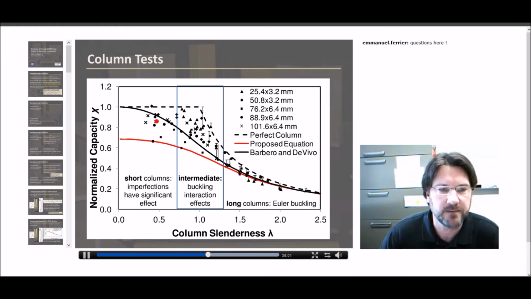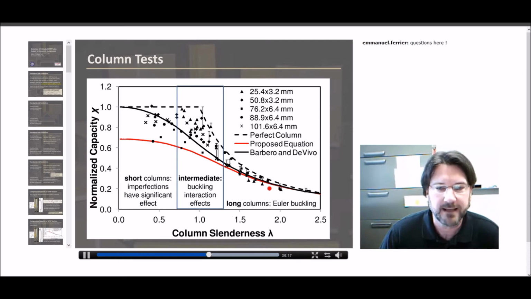And so a lot of this behavior is a function of the individual imperfections. And then in this intermediate range, we really do get an interaction between the local buckling and the Euler buckling, and a significant reduction in behavior from the perfect column.